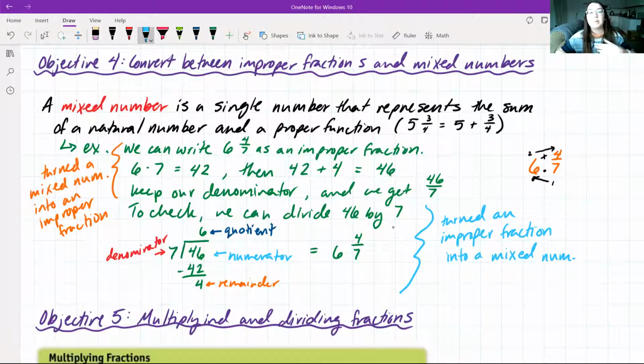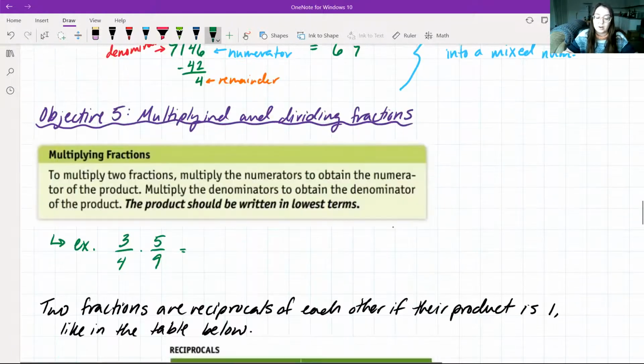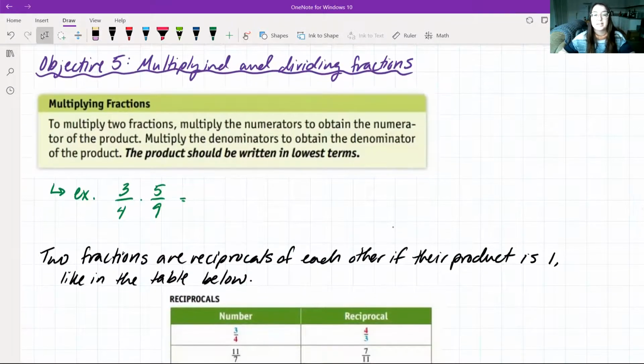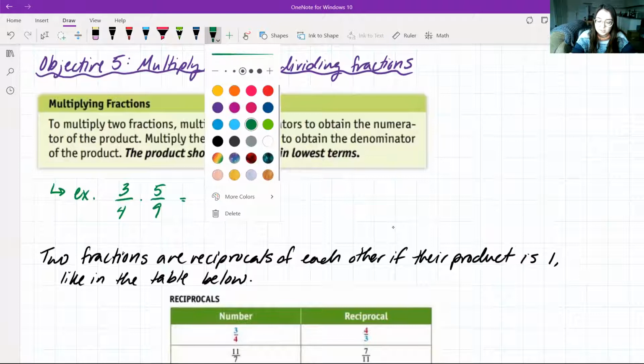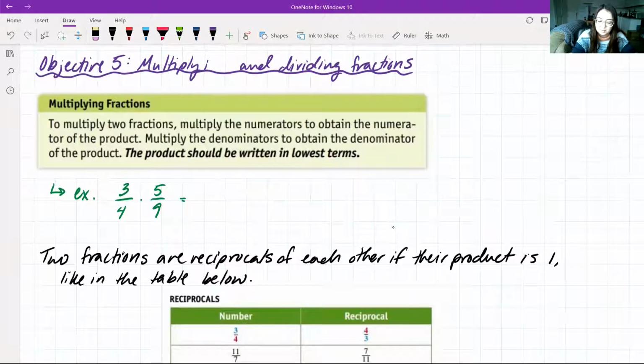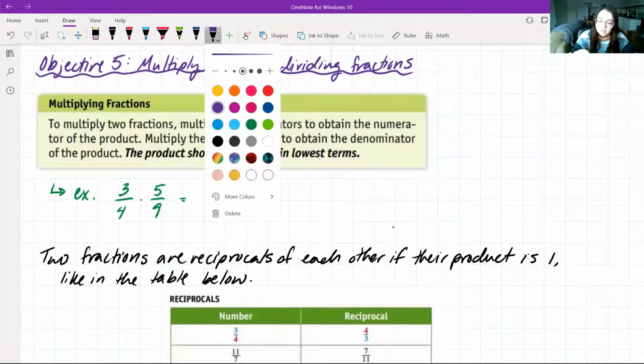All right, so we went both ways in essence in this one example. All right. So on our next objective, objective 5, we want to think about multiplying, and I wrote a D and not a G when I wrote this out. Oops, multiplying, there we go. We have multiplying and dividing fractions.